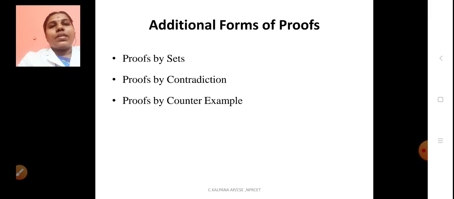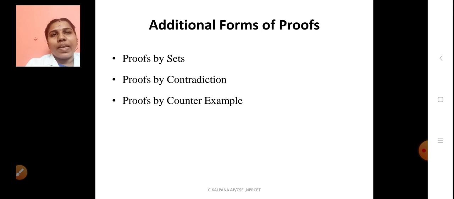And the third is proof by counter example. The counter example means it has several sets of statements. You have to use some additional techniques or methods to solve the problem, and the output should remain true. You can take all the possible statements to prove the given problem, and finally the output should be true. That is proof by counter example. This example we will discuss later.